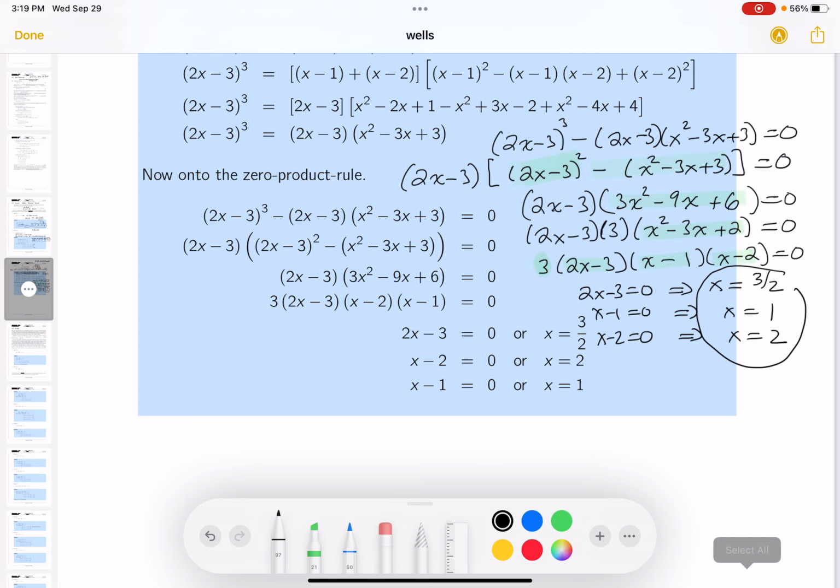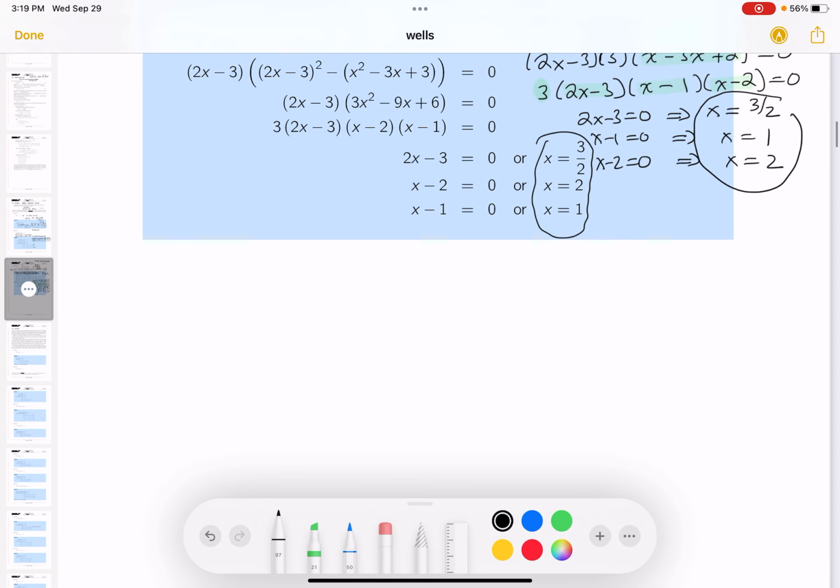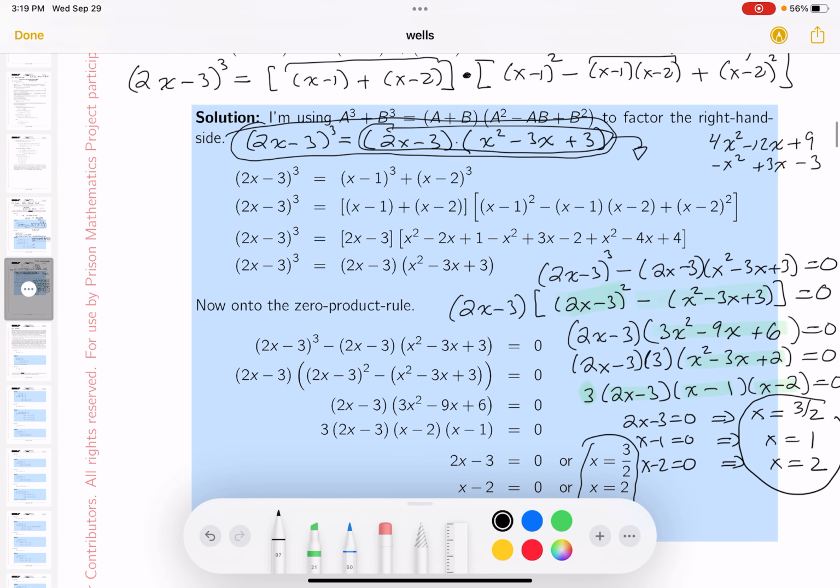Let's just check them out. And I'm seeing those over here. All right, 3 halves, 2, and 1. They worked out beautifully. All right, now someone says, wait, that's a lot of work. I'd like to do it a little bit differently than you do it. And there's no reason not to do it differently than me. But this is the way I would approach it.